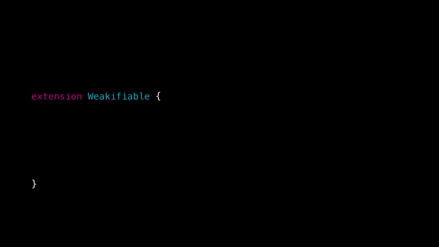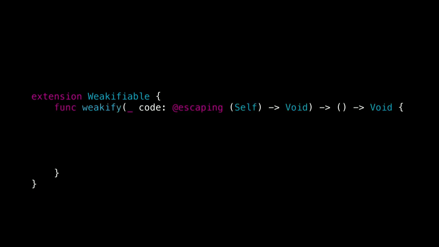Okay, now we can start writing some actual code, some actual behavior. So we make an extension on Wikifiable. And we write this method signature. We write a function called wikify. We can see it has an argument and a return value. So let's take a look. The argument is a function that takes an instance of self and returns void. Okay. And the return value is a function that takes no argument and returns void. So just by looking at the signature, we can see what we are doing.